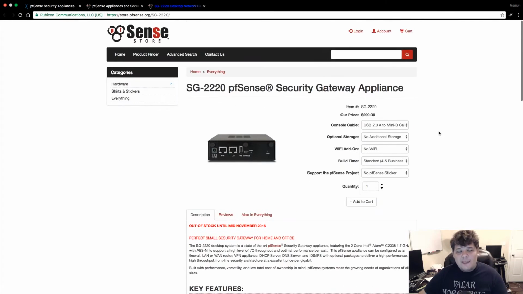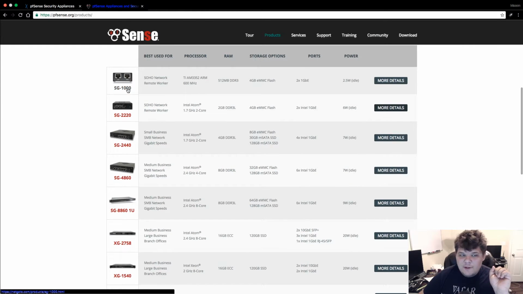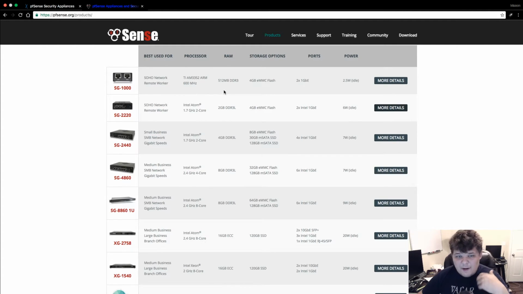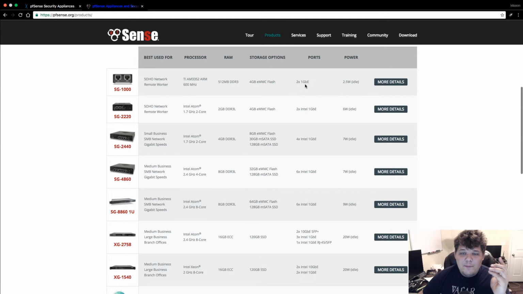But what they decided to do, and what I'm really happy they did, is they went with a lower model version, and that is the SG1000. It's a smaller version, it's ARM-based. This is basically an embedded pfSense platform, which makes me really happy. Now, as you can see, it has much less RAM than the SG2220, yes, that's hard to say, but it runs considerably less power, but it does have two gigabit Ethernet ports.